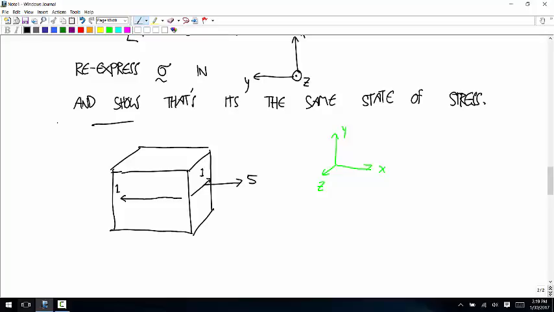And then in the y direction, on the y face, we have a +10. And in the z direction, on the z face, we have a +2. So that's it. Okay, so that's the state of stress for that point.